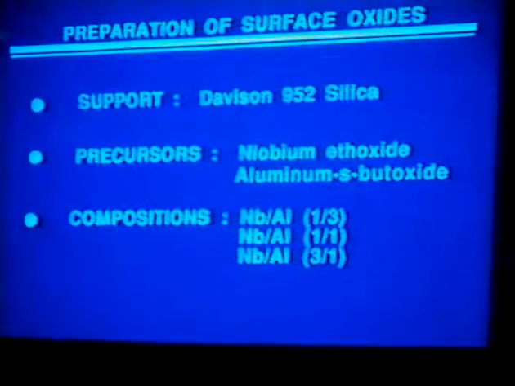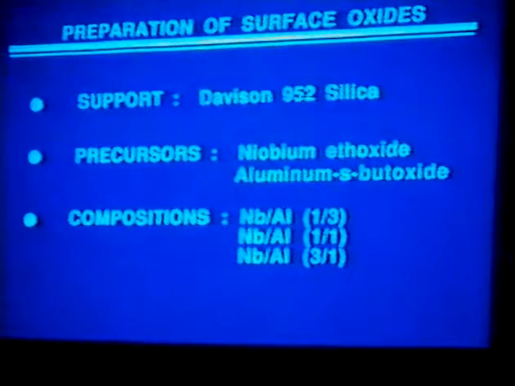In order to mimic the bulk mixed oxide, we have, from stoichiometric calculations, prepared 3 surface oxides. In this case, just to remind us that we are working with the supported oxides and not the mixed oxides, we changed the notations on you. So a niobium/alumina 1:1 means that we now have this species supported on silica, but with equal mole ratio of the 2 constituent oxides.